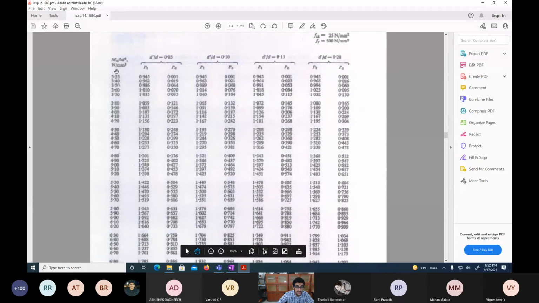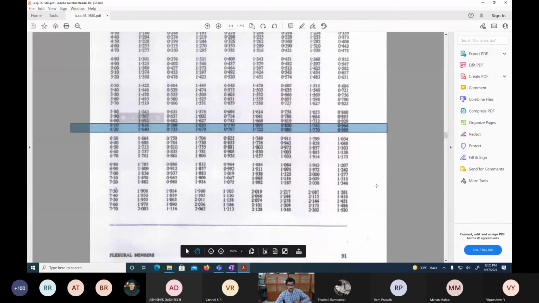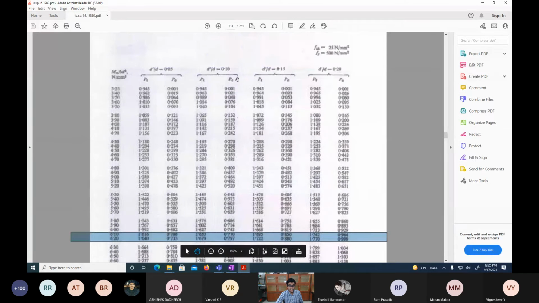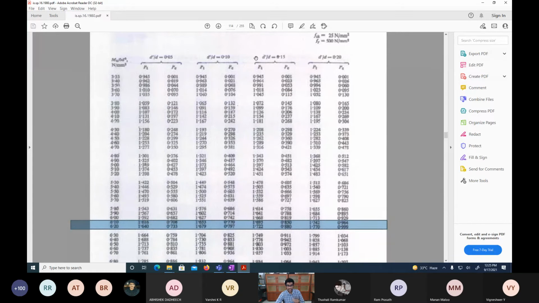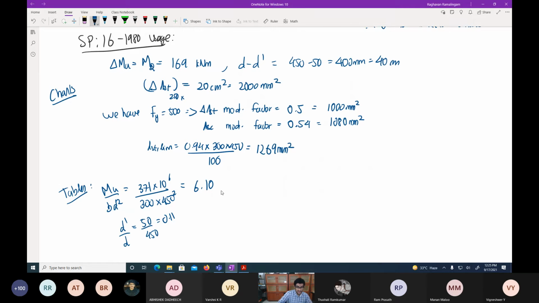Now let us go there. Mu by bd square, let us look at this column. Where is 6.10? 6.10 is here. And we have our d dash by d as 0.11. So we have values for 0.1 and 0.15, and we'll have to find something in between. For 0.1, pt is 1.653. For 0.15, it is 1.695. If you carry out an interpolation between these two, you would get pt equal to 1.661%.